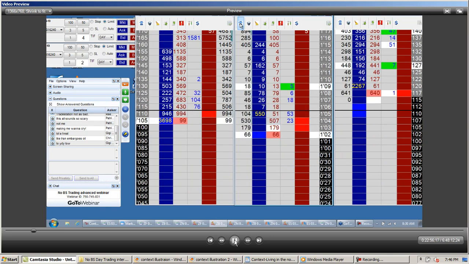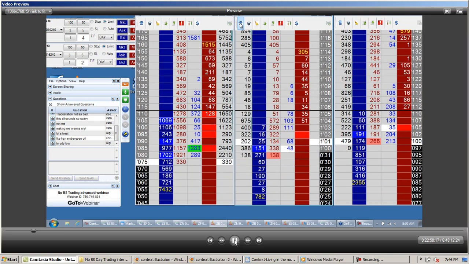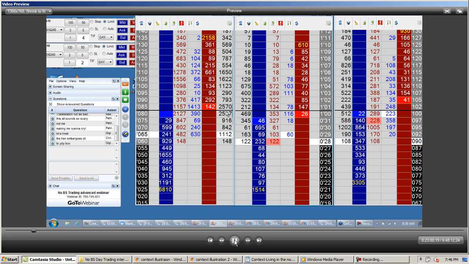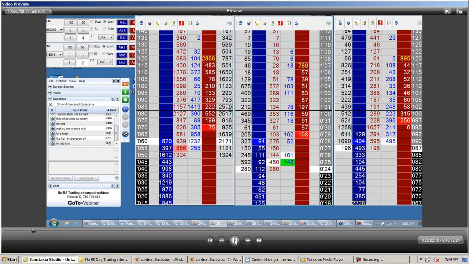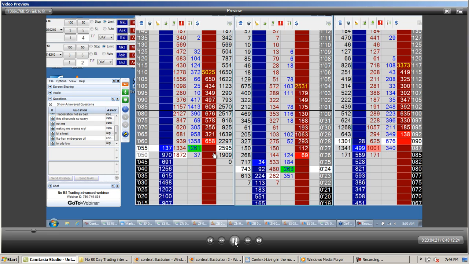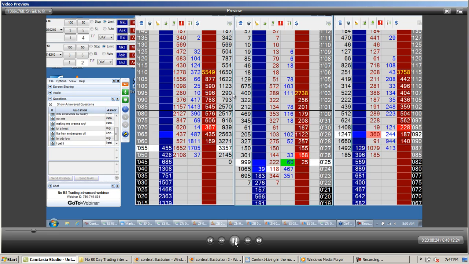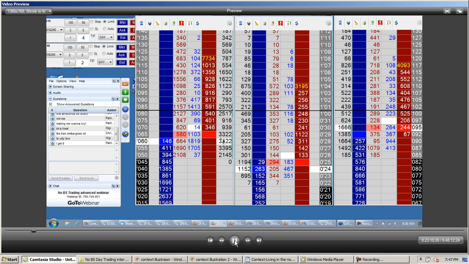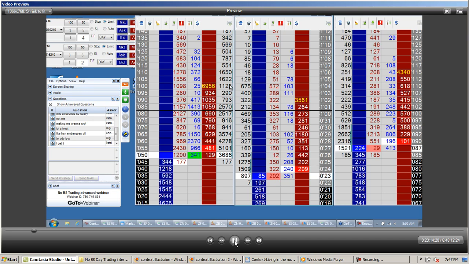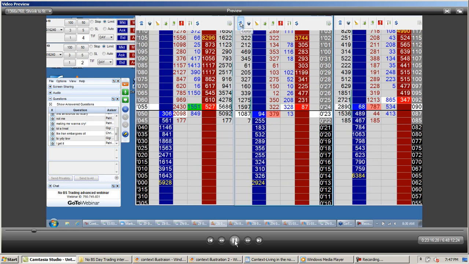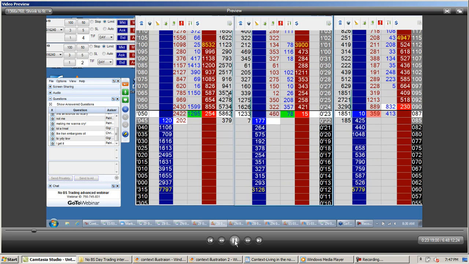So there it goes. The number comes out, and it kind of goes crazy. You can see the prints are taking place. The bids and the offers can't even keep up with where the actual prints are taking place. And I just don't like to be involved in these areas for the most part. It's just too much back and forth, too much craziness.